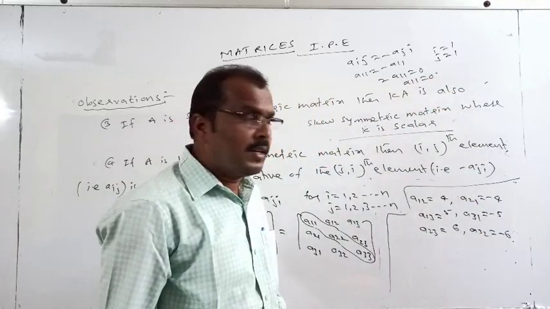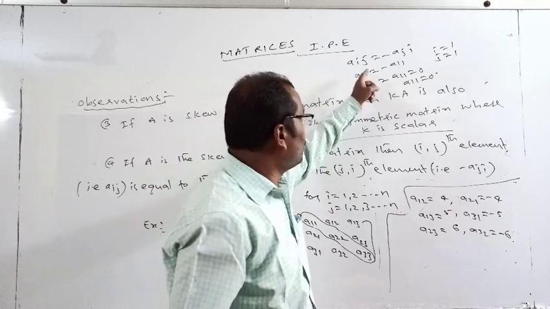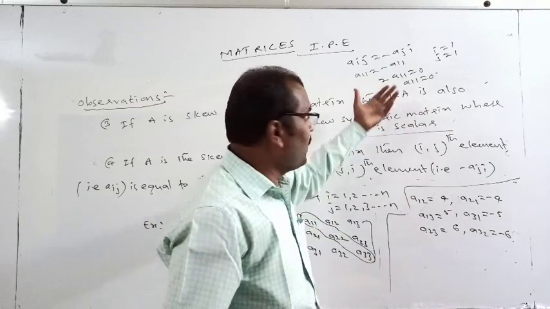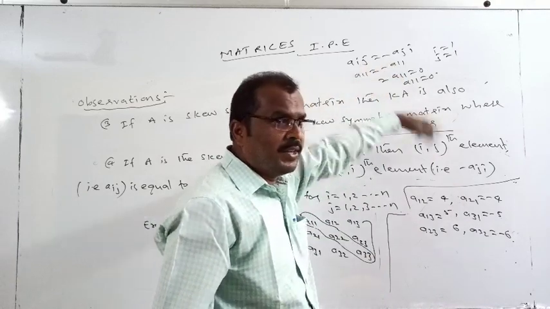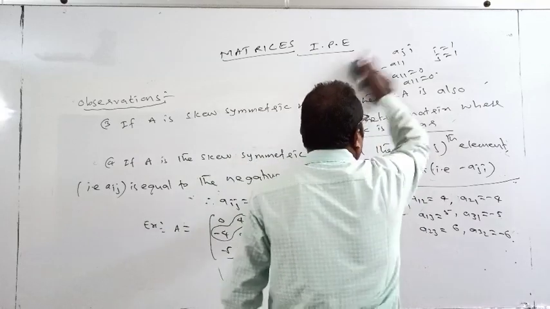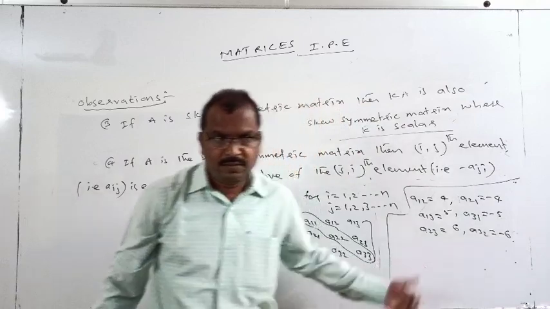So like that, i equal to j equal to 2: A22 equal to minus A22 comes. Bring minus A22 to the left side and 2A22 equals 0, so A22 is 0. Like that, each and every element of a principal diagonal is always 0. So write it.